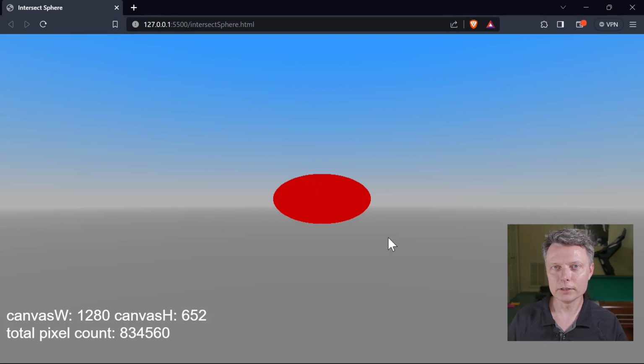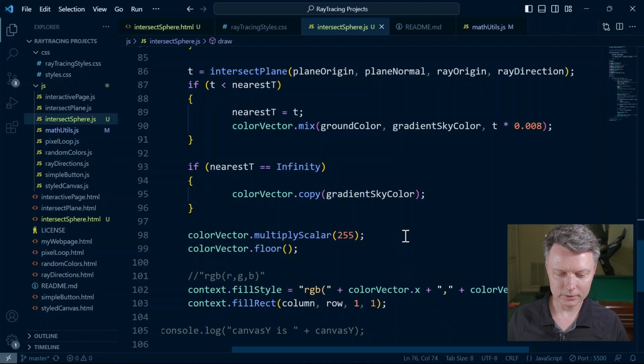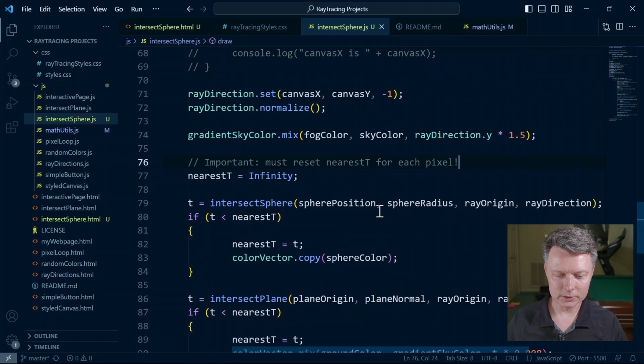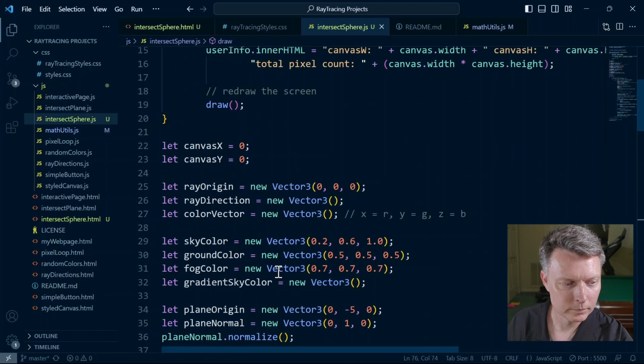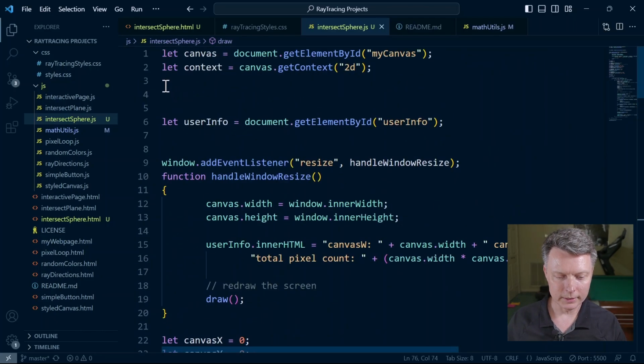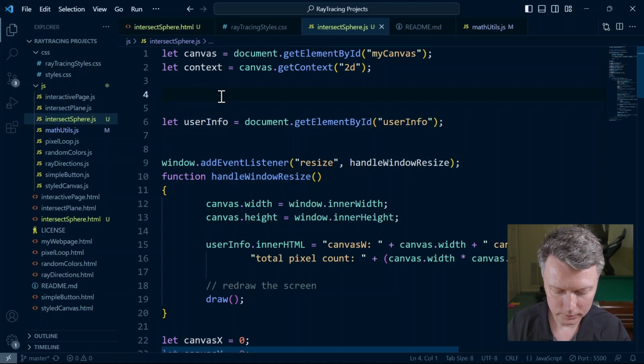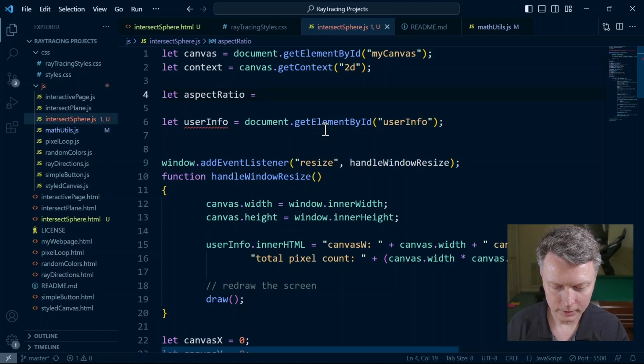So let's go back into the code and add a variable called aspect ratio, and that will represent the width of the screen divided by the height of the screen. So it's the ratio of width to height. Let's go back into intersectSphere.js and go all the way up to the top. On line 4, let's add a variable: let aspectRatio equals, and we can just initialize that to 0. We're going to set it ourselves.